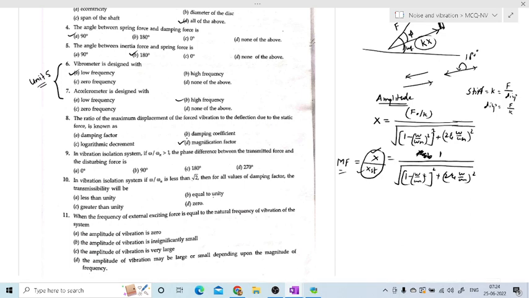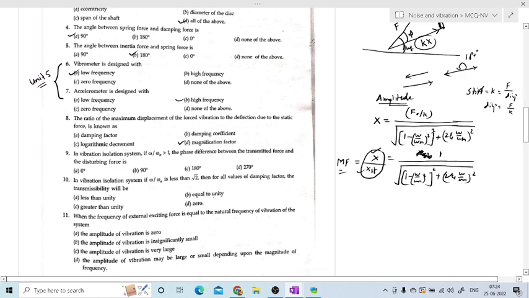Now next, in a vibration isolation system, if omega by omega n is greater than 1, the phase difference between transmitted force and the disturbing force is. See, in any vibration isolation system, if omega by omega n is less than 1, then the phase difference is 0, and if omega by omega n is greater than 1, then its phase difference is 180. So the answer is 180.